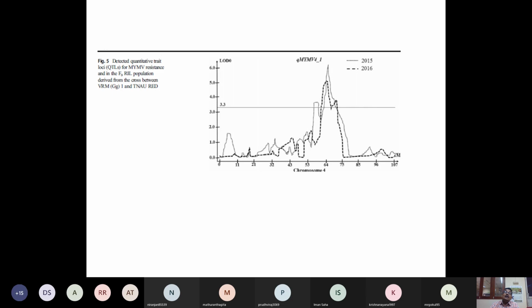So the lighter dotted line is 2015 and the dark dotted line is 2016, where the phenotyping was done and then used for QTL mapping. In this QTL mapping, QTL 4.1 shows the same region during 2014 and 2015. When you see this graph, there is a very small region between the peak. There you can find the closest flanking marker for your marker-assisted breeding program, or the location on the chromosome. You can look at many things there.